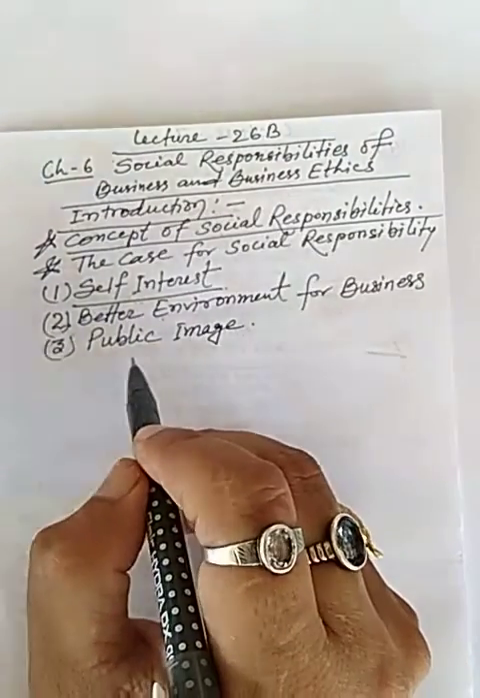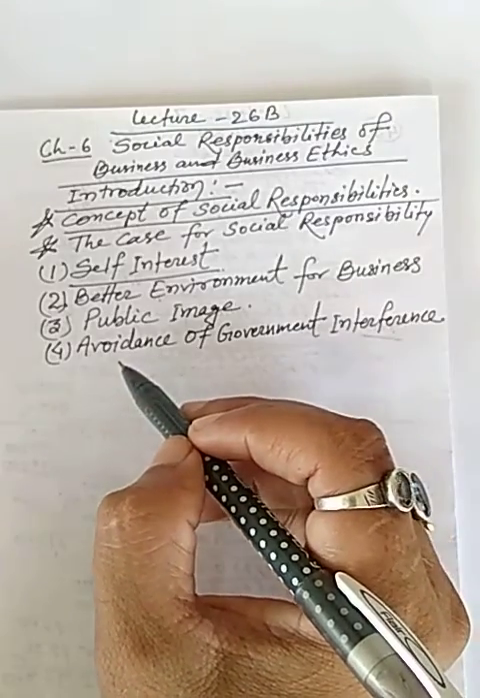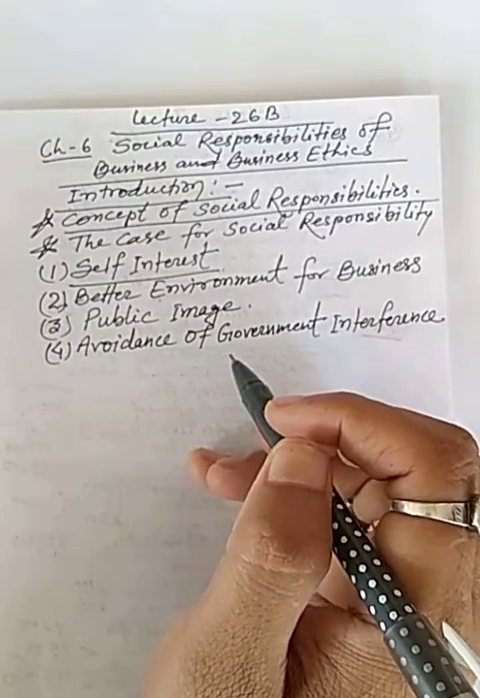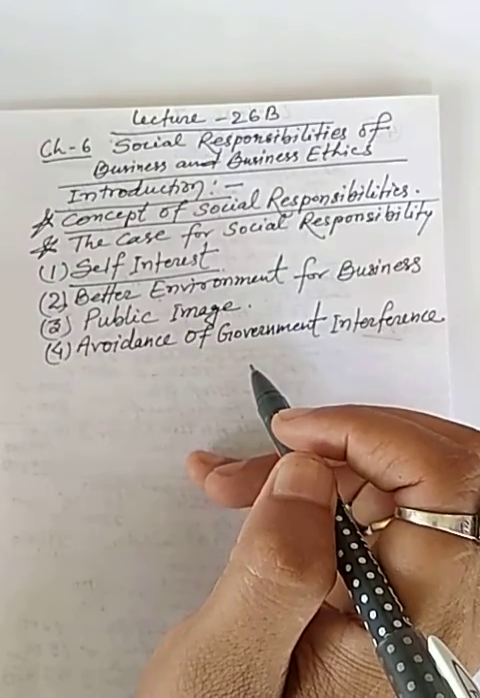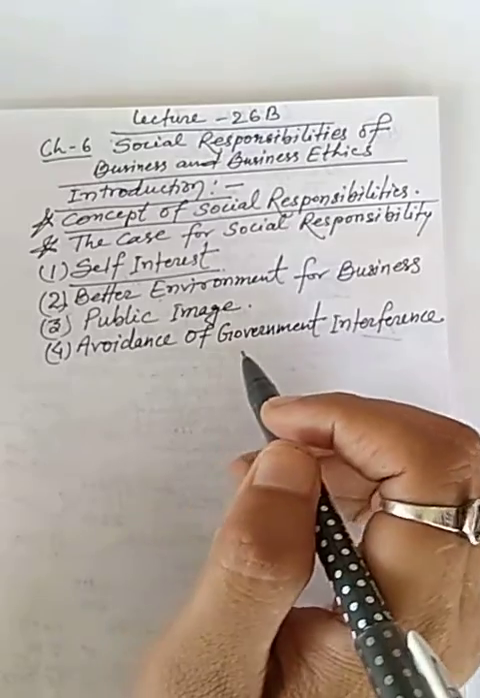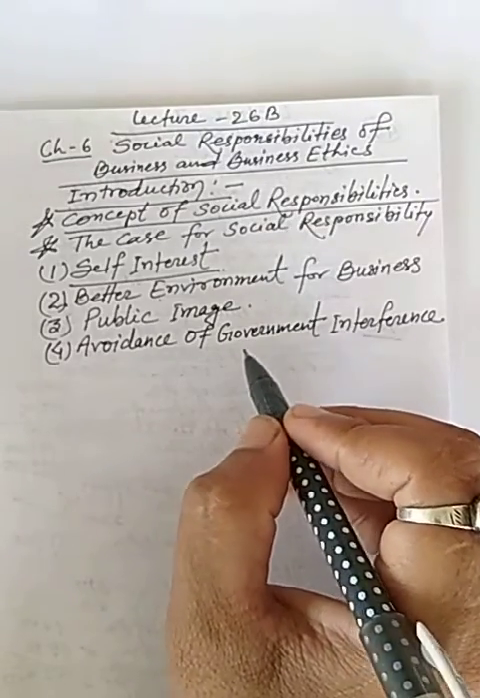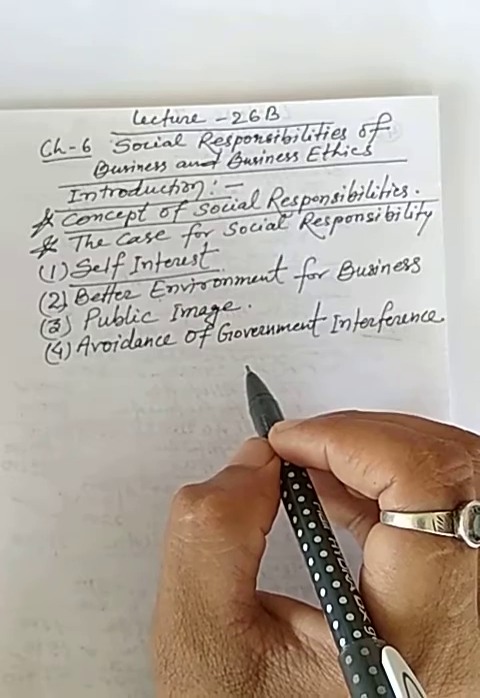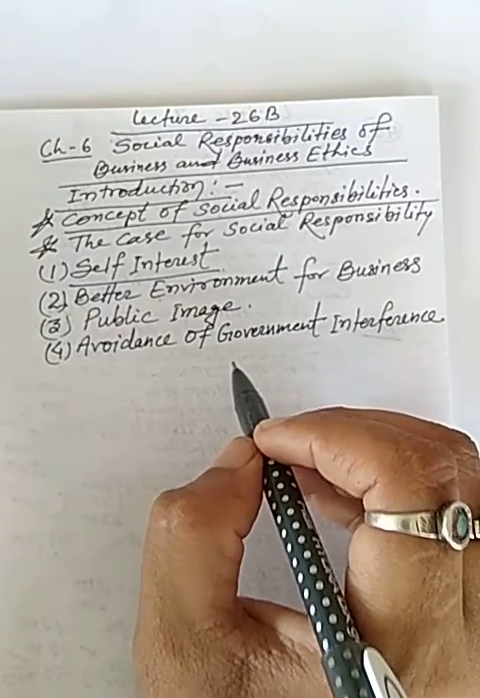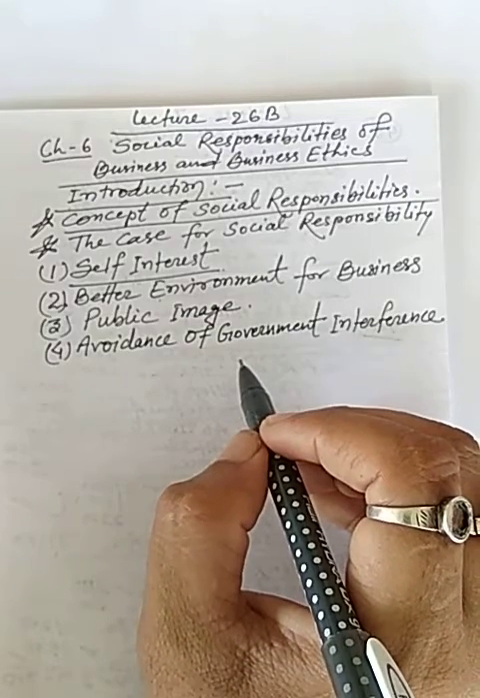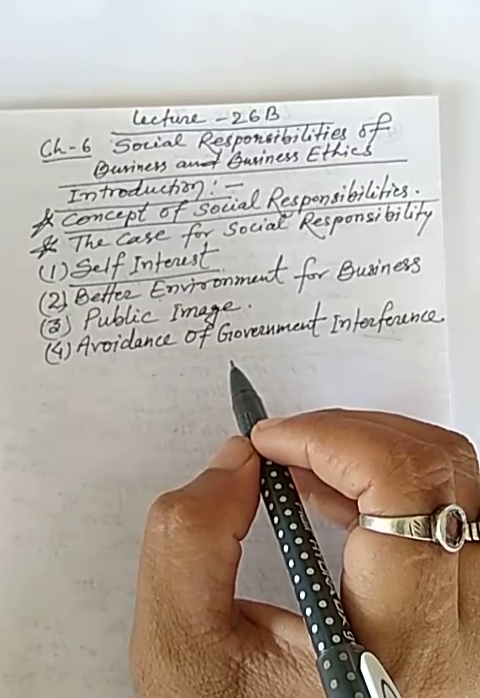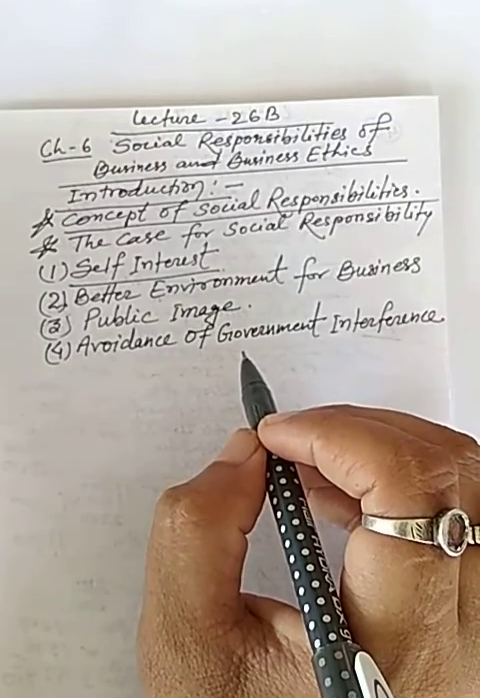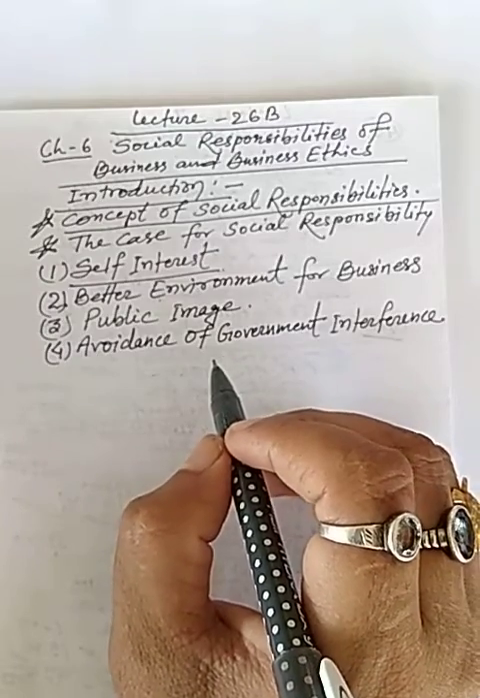Now, fourth point is avoidance of government interference. Government intervention is costly to businessmen and restricts their flexibility and freedom of making decisions. For example, government has passed the Consumer Protection Act to prevent adulteration, black marketing, and other antisocial practices. Thus, social responsibilities are essential for avoiding government action against business.